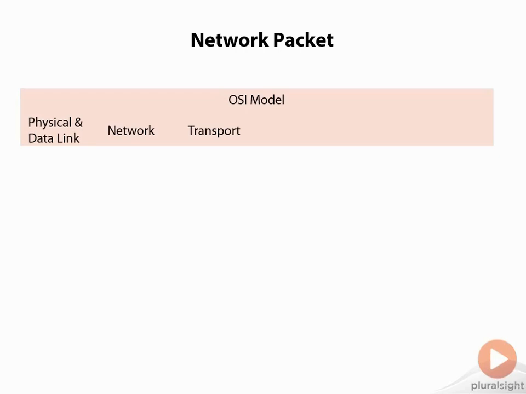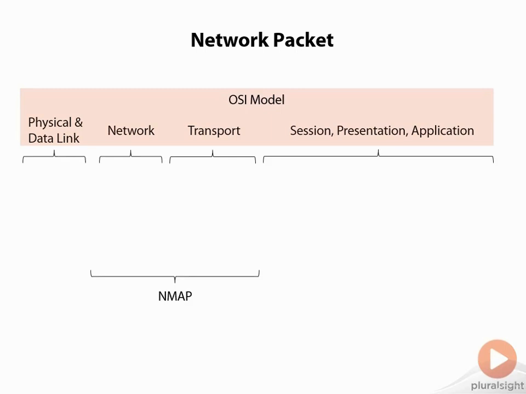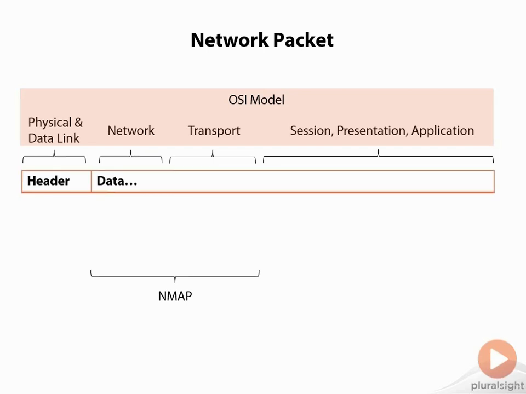All network packets are constructed as a series of nested envelopes, or like a stack of Russian dolls. According to the OSI model, the outermost envelopes are the physical and data link layers. Next comes the network and transport layers, and finally, the session, presentation, and application layers. Nmap operates at the network and transport layers, so we'll be focusing our discussion on just those two layers. If you're interested in learning more about the other layers, Wikipedia is a good place to start.